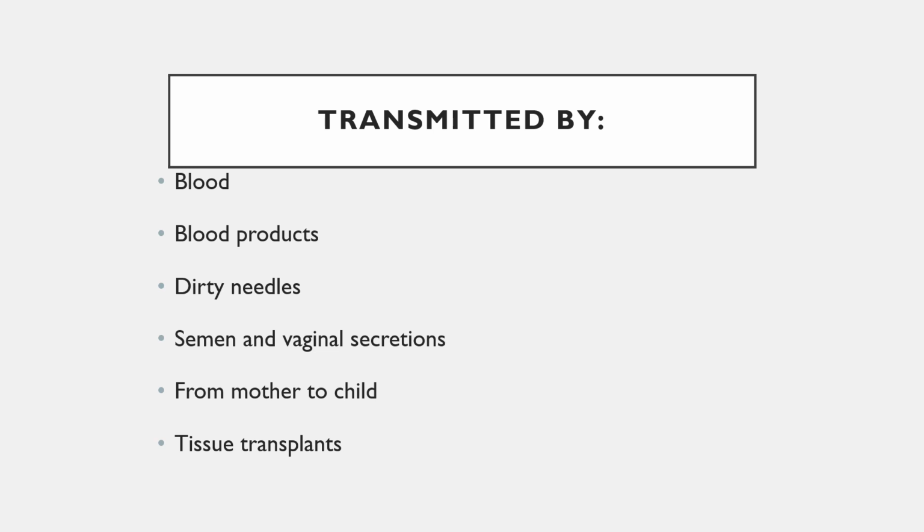HIV can be isolated in blood, semen, where the highest concentration is, and also breast milk. It is transmitted by blood, blood products, dirty needles, semen and vaginal secretions, from mother to child, and tissue transplants, but it's not transmitted by casual contact. In fact, there's no evidence that it can be transmitted from saliva, nor has it been isolated in the saliva or tears of patients. There is no evidence of mosquito transmission, and no evidence that it can be transmitted by the hepatitis B vaccine, which is also made from human plasma.